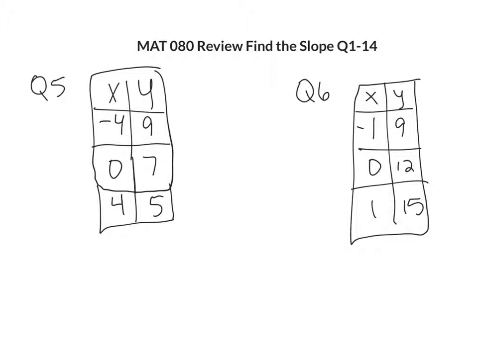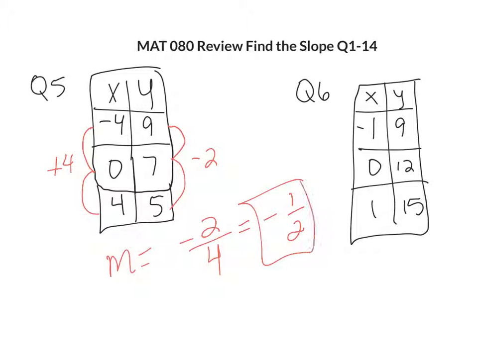This time they provided you with a table, so you don't need to change it into a table. We just have to figure out what's the change happening for y. So to go from 9 to 7 and 7 to 5, both times you're subtracting 2. Going from -4 to 0 and then 0 to 4, you're adding 4 each time. So your slope is the change of y, which is -2, over the change of x, which is 4. I can simplify 2/4 by dividing them both by 2 and get 1/2, so it's -1/2.